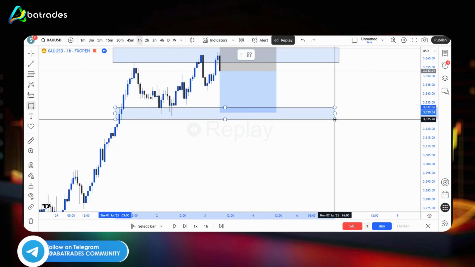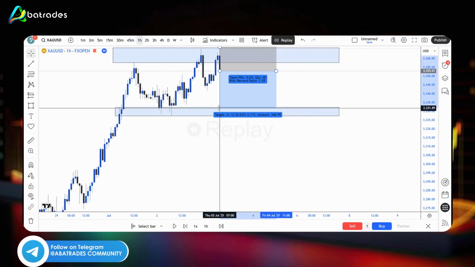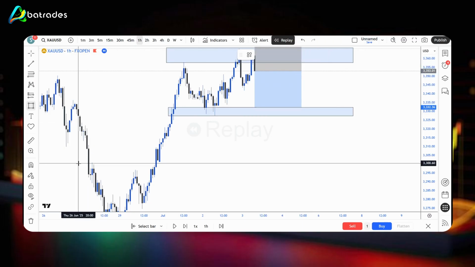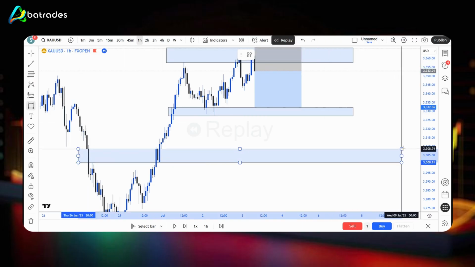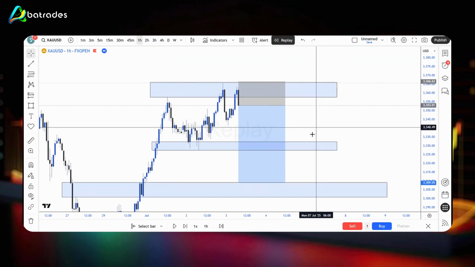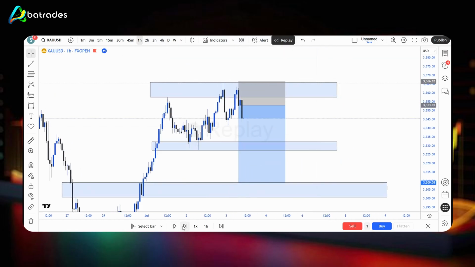and then you can target the first support. So the first support you're going to be targeting here. So here is going to be our first support. And then our second support, we will target this break and retest structure that we have right here. So we can target here as our second take profit. So let's see what happens on this trade.